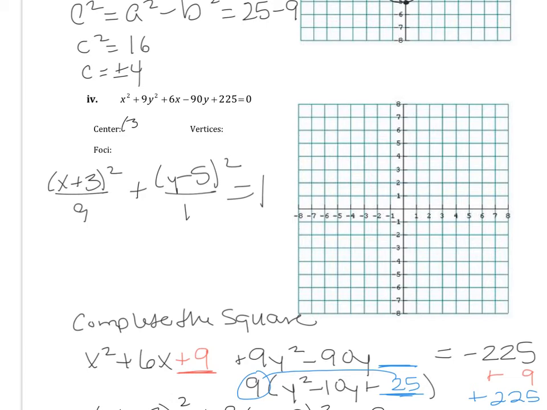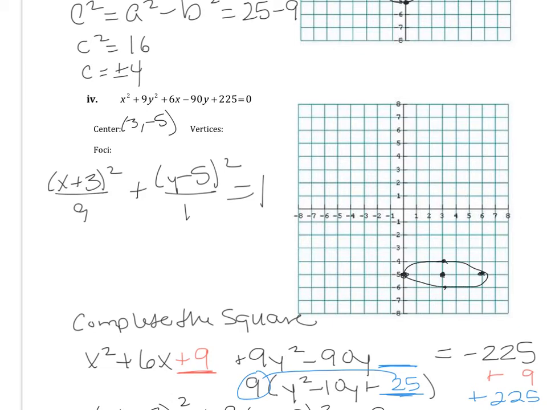Our center is at (3, -5). And now I can use my a and my b values. So my a squared value is 9. That means I'm going 3 units to the left and right of my center. And my b squared value is 1, so my b value is 1. So I'm going 1 unit up and down. And here's my ellipse.